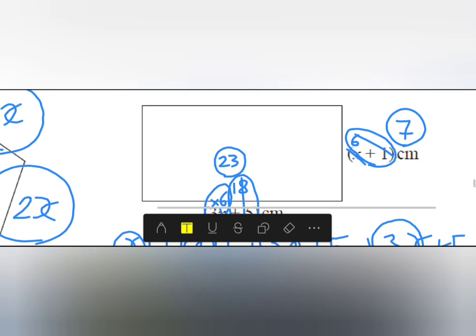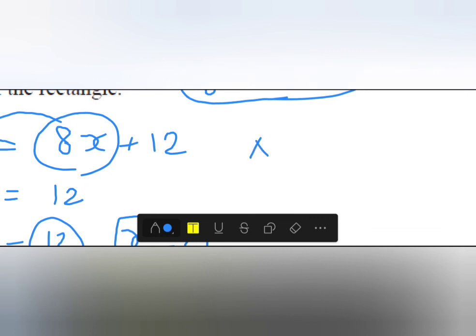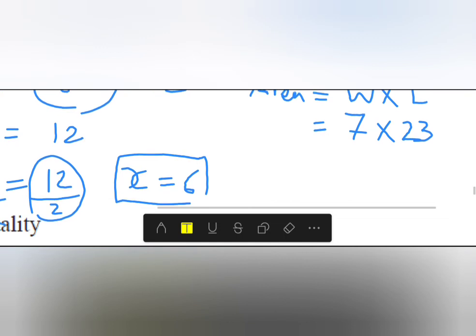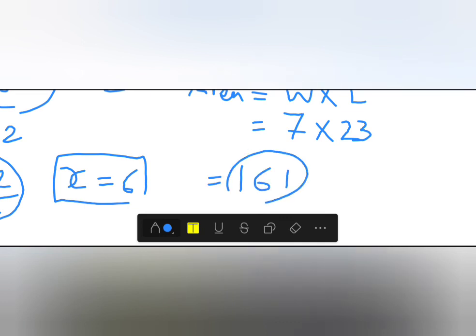And the area means what? It means width times length. So I'm going to write it here. Area equals width times length. So it equals what? The width is 7 and the length is 23. Now I'll multiply 7 by 23 using the calculator. So 7 times 23 equals what? 7 times 23 equals 161. So the final answer is 161. And this is the area of the rectangle.